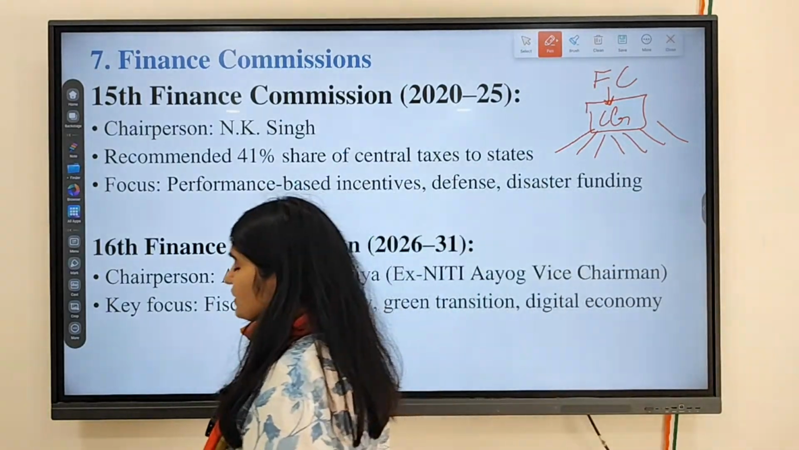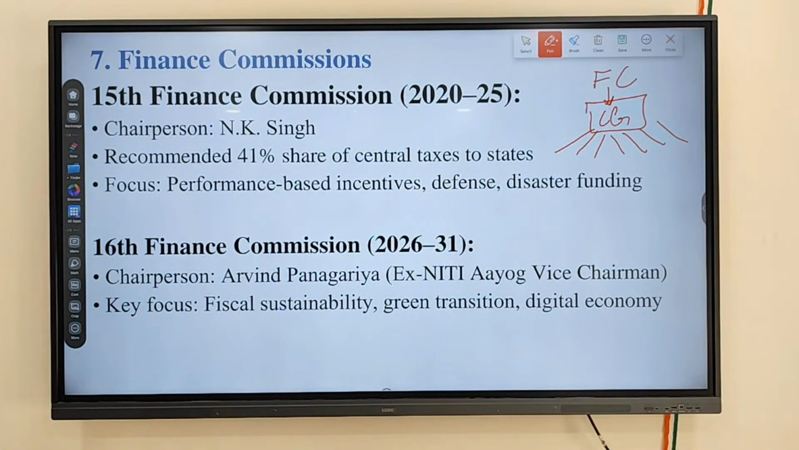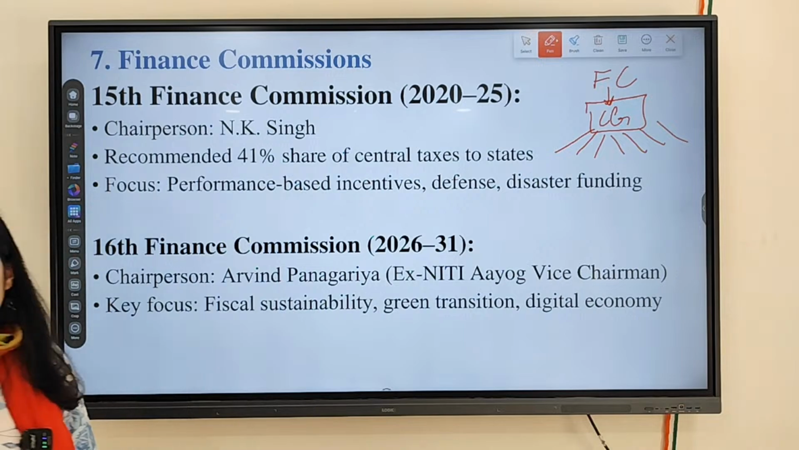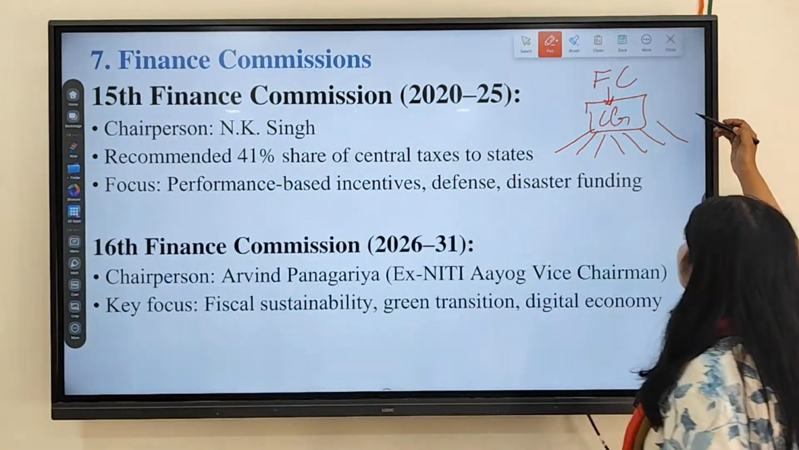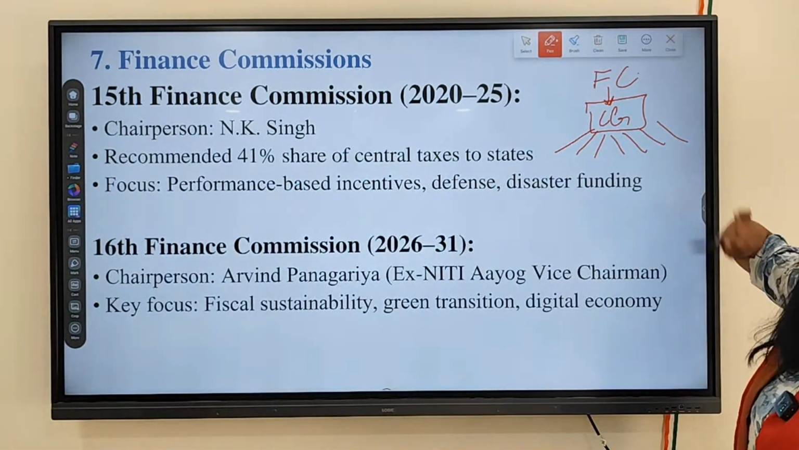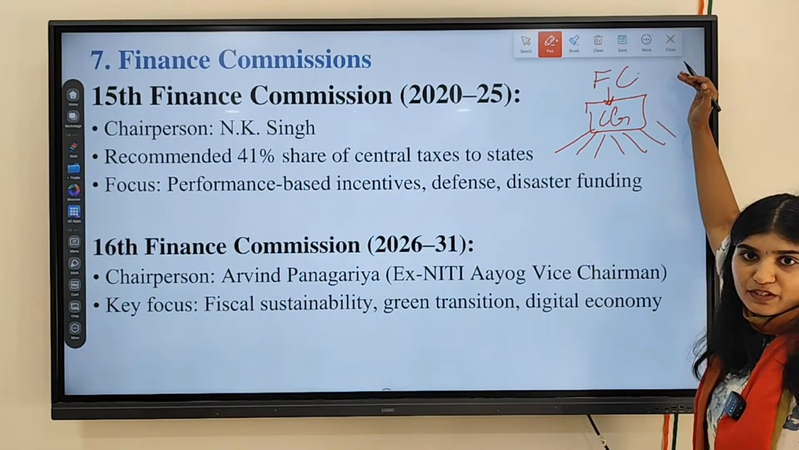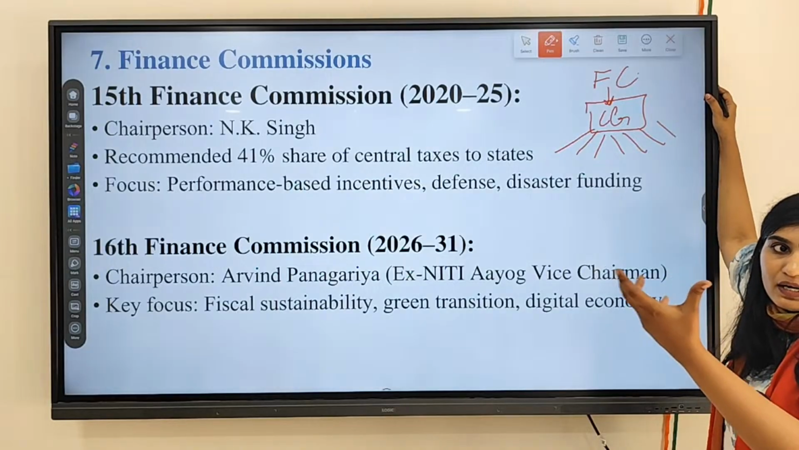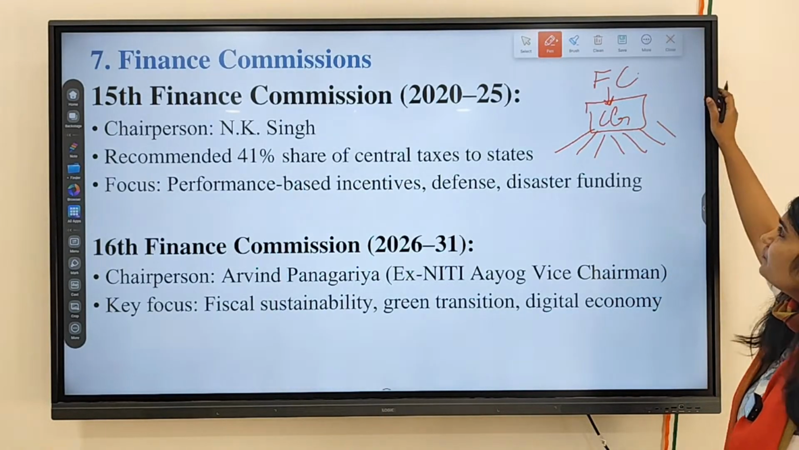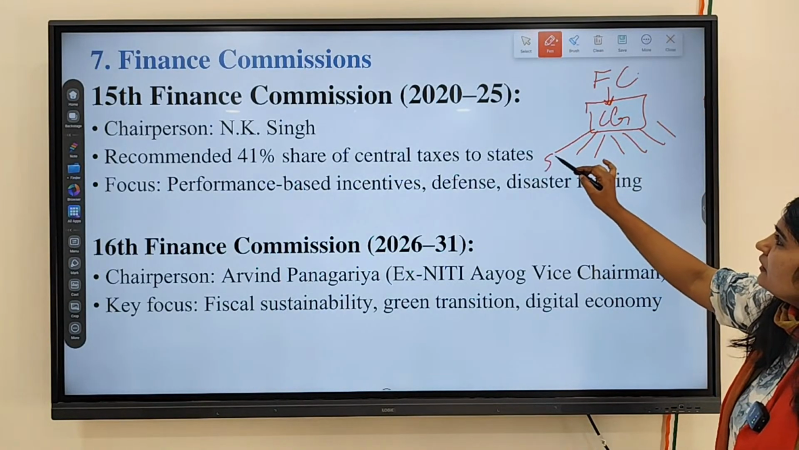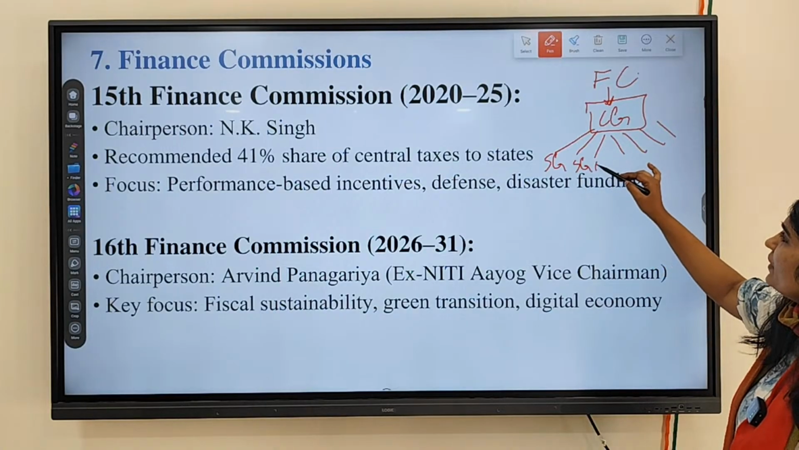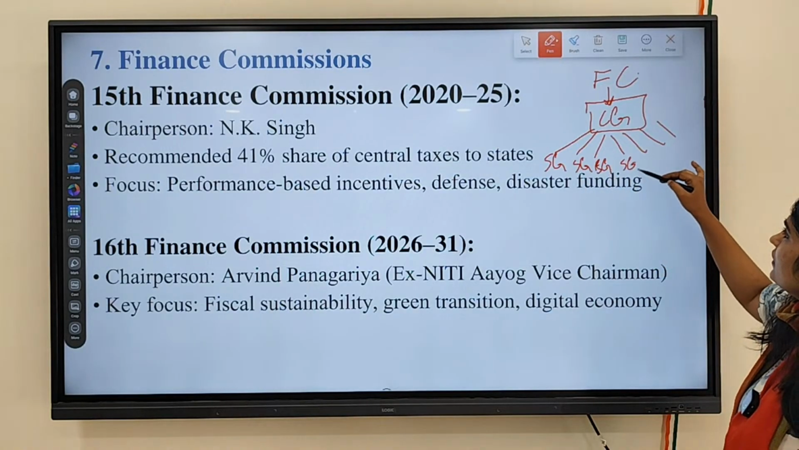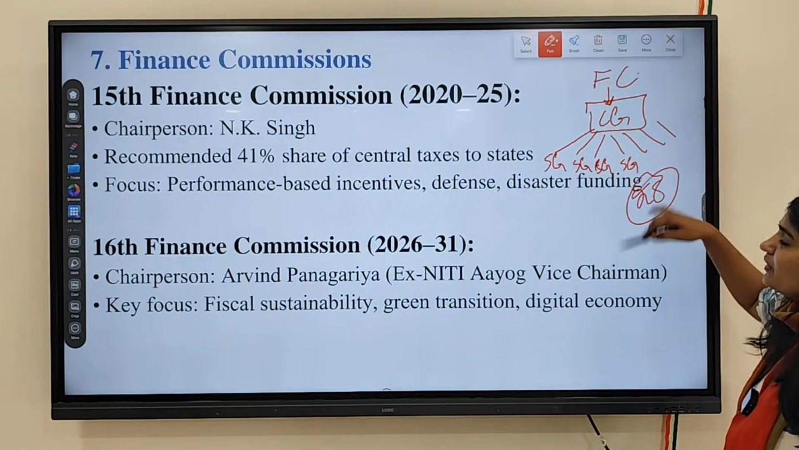For every 5 years, a Finance Commission will be set up. Just concentrate here. You can write down afterwards. What does Finance Commission mean? This Finance Commission will allocate the funds for the states and also for the central government. There is the central government, and there are state governments. How many states are there? 28 states are there.